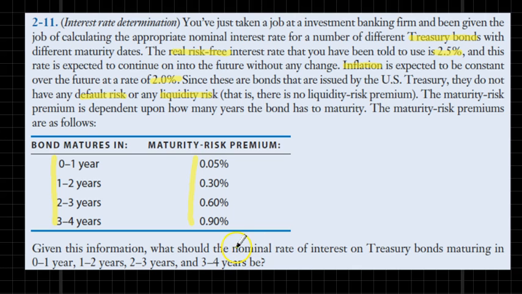Given these inputs, we are to calculate the nominal interest rates for each of these different treasury bond securities. Let's start by recalling the formula for nominal interest rate. Nominal interest is equal to the real risk-free interest rate, plus the inflation premium, plus the default risk premium, plus the maturity premium, plus the liquidity premium. Recall that this formula applies to any financial security.